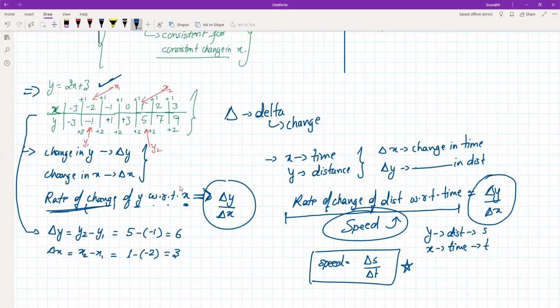Now what were we supposed to find? Rate of change of y with respect to x. So that is nothing but delta y by delta x. Delta y is how much? 6. Delta x is how much? 3. So that is 2. What does it mean? For 1 unit of change in x, there will be 2 units of change in y. And that's what we see here. What is the change here? +2. What is the change here? +1. That's what we have seen here, right? For every +1 here, we have a +2 here.